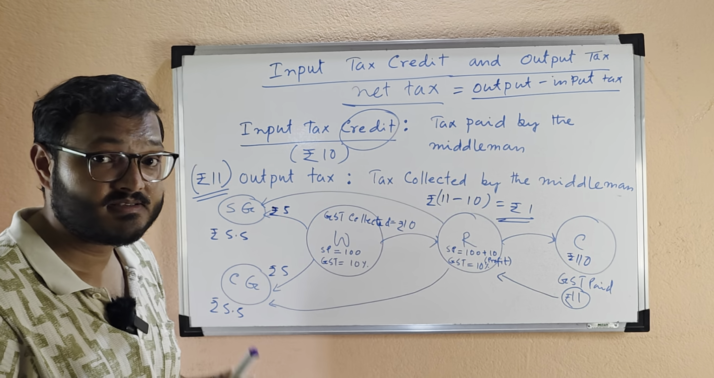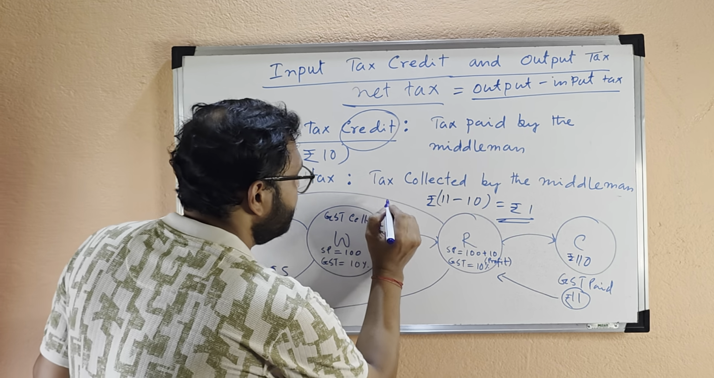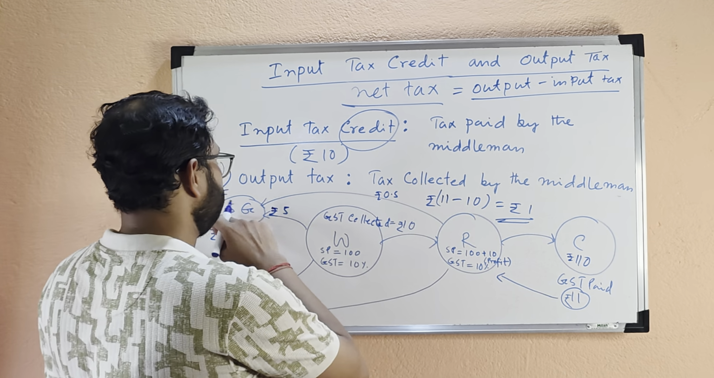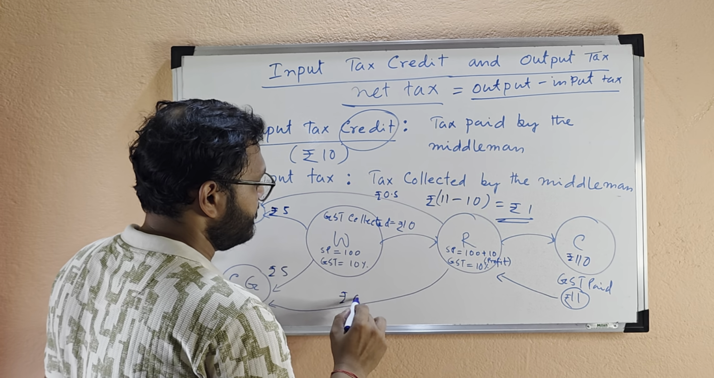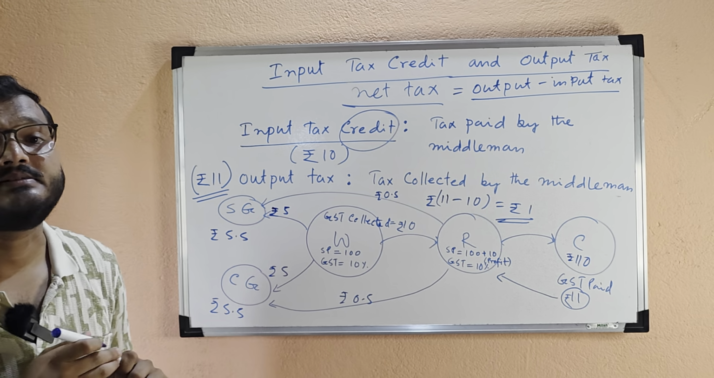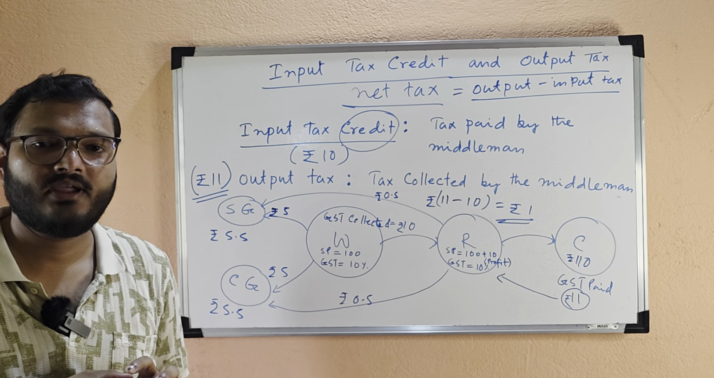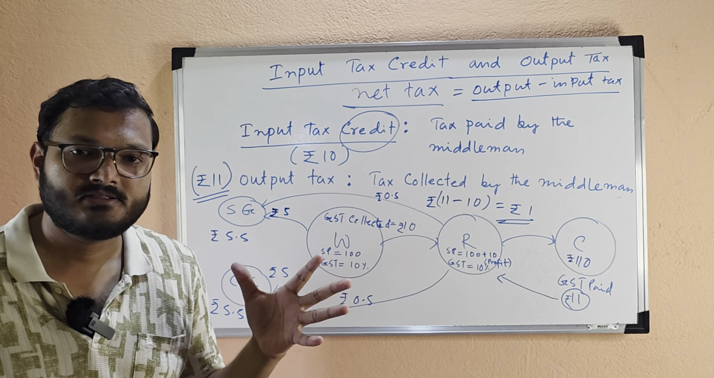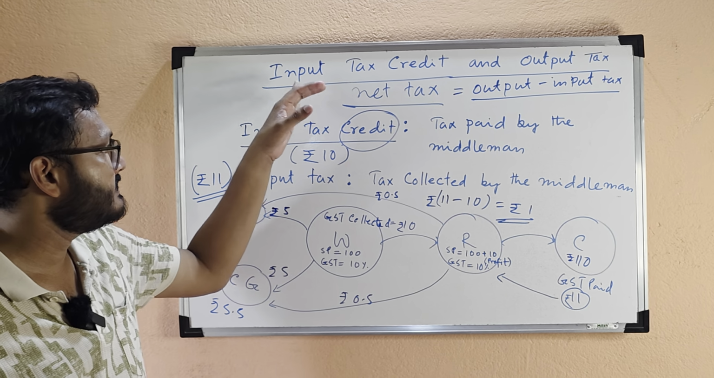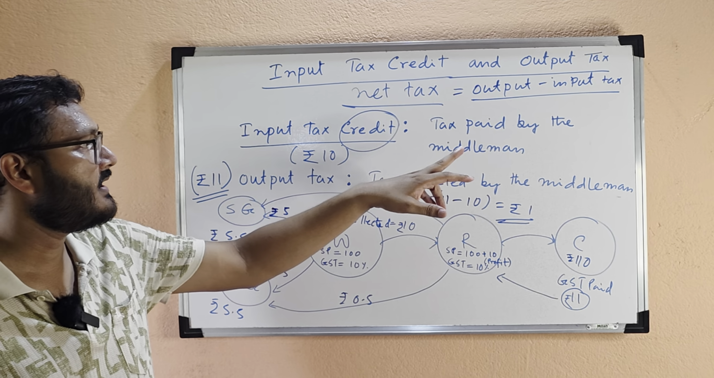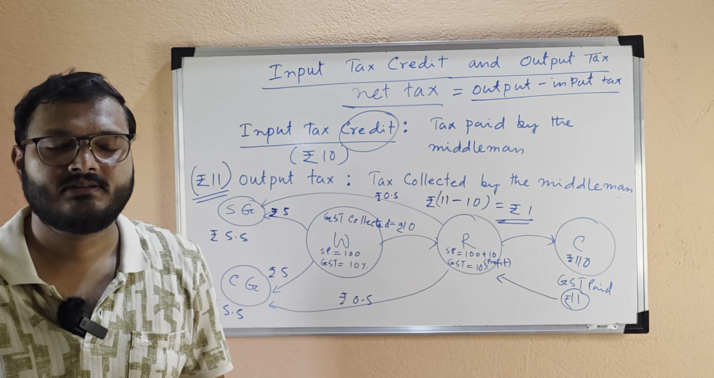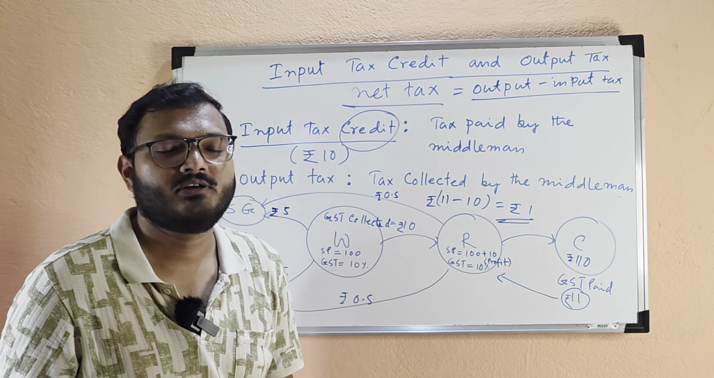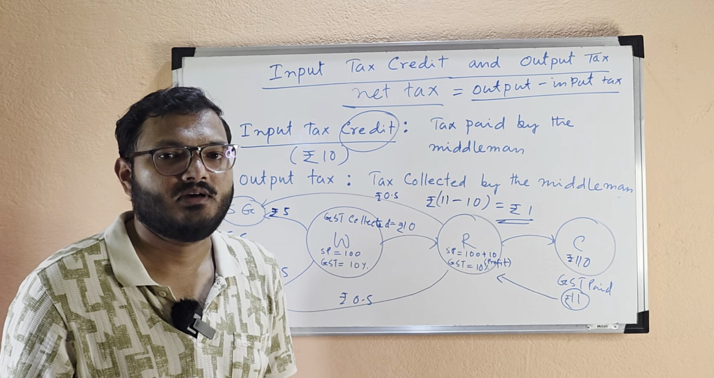So what is his role? He will send 50 paisa to the state government and 50 paisa to the central government. I hope by this example it's clear what is input tax credit, what is output tax, and what is net tax. So no other things of the theory portion are left. Now we will jump to the problems.